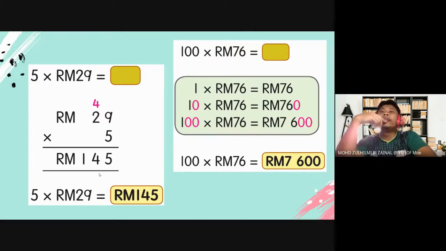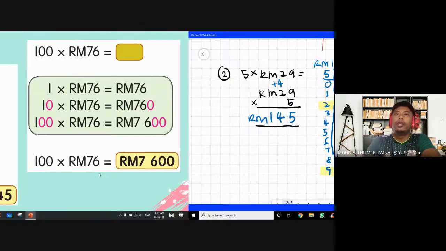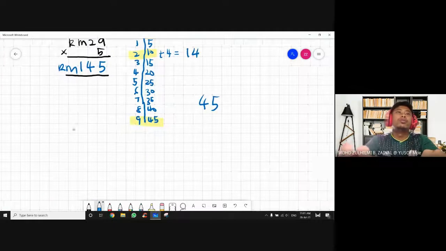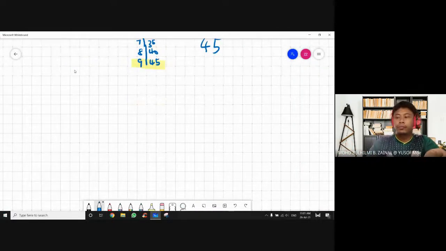What if 100? Then you have 2 zeros. 100, there are 2 zeros. What should you do with the 2 zeros? Put the 2 zeros behind 76. So 76 ringgit, you put another 2 zeros. Your answer should be 7,600. That is how you get the answer. Or, you can also do like this.